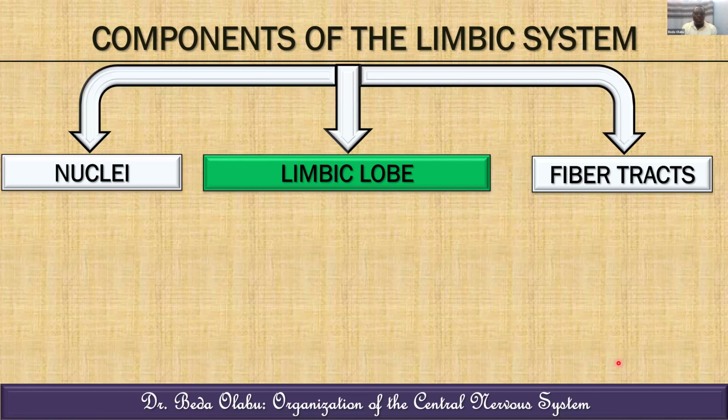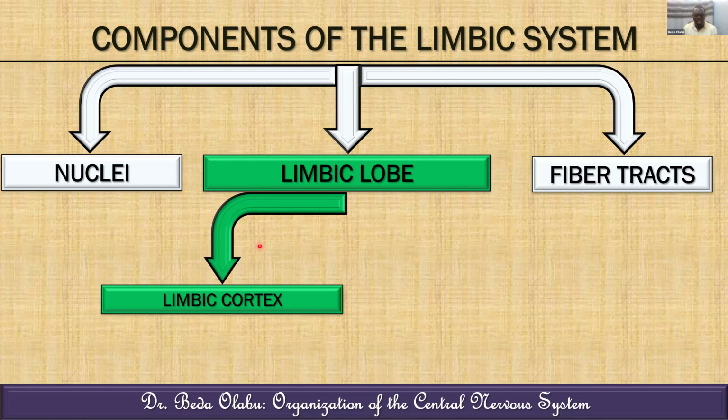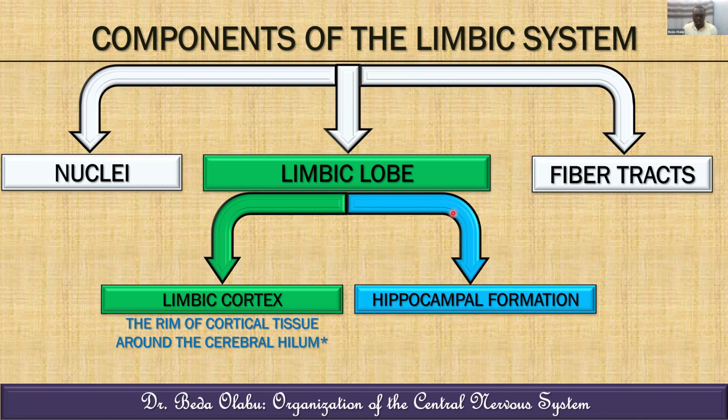Okay, so remember, we are still talking about components of the limbic system, and we are discussing the limbic lobe. We have just talked about the limbic cortex, which is the rim of cortical tissue around the cerebral hilum. I put a star there to remind you that the insular cortex is not part of that particular rim, but yes, still part of the limbic cortex. The other component of the limbic lobe is the hippocampal formation, which refers to some structures within the mesial temporal lobe. And I want us to now look at the hippocampal formation.